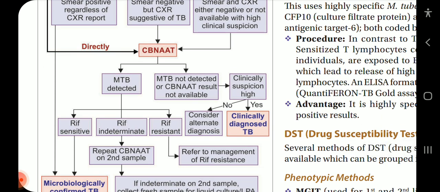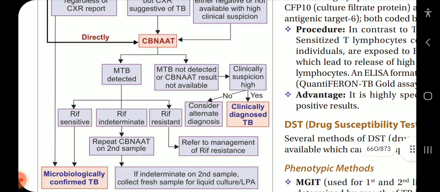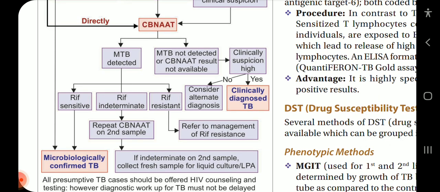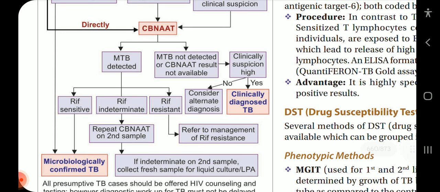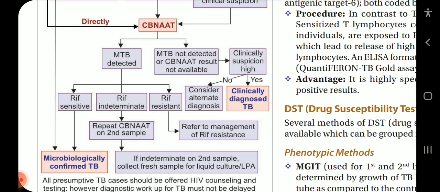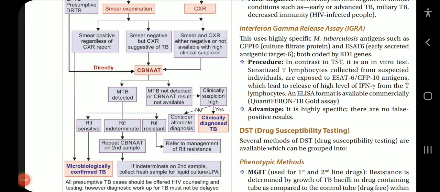Now, if MTB is detected, it can either be RIF sensitive, RIF intermediate, or RIF resistant. If not detected by CB-NAT or the result is not available, and clinical suspicion is high, then we can categorize it as clinically diagnosed TB. If not, it can be something other, and we can consider some alternate diagnosis. Now, if the smear was positive regardless of CXR report, it is microbiologically confirmed TB. If it is RIF sensitive, then also it is microbiologically confirmed TB.